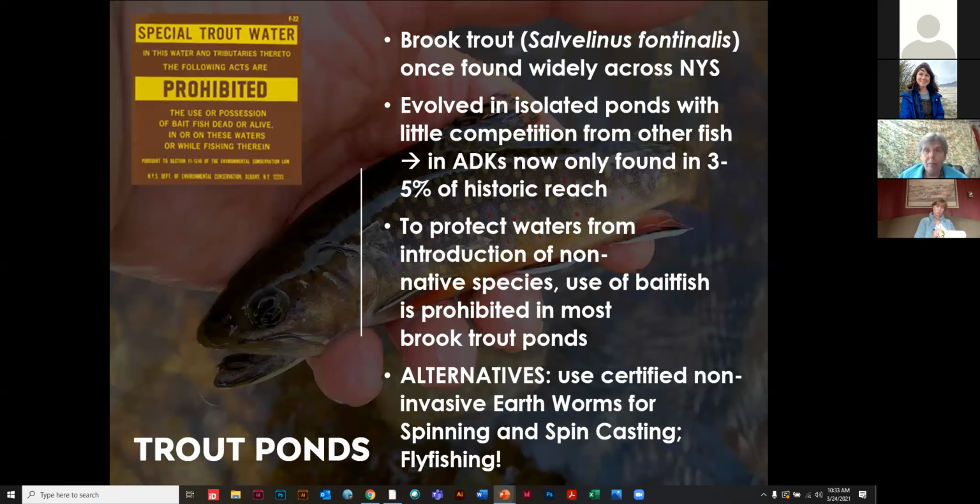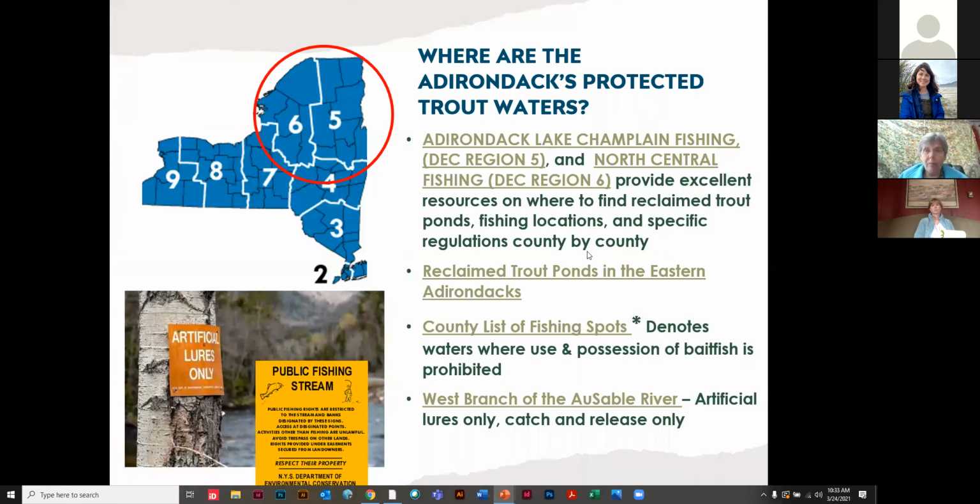So I won't be offering any fly fishing advice in this workshop by any means, but I will be talking about bait. So to reiterate, in brook trout ponds, and I'll help you find how to find those ponds, the use of live bait fish is prohibited. But the DEC has really great resources on how to find where those trout ponds are in the Adirondacks, both in Region 5 and in Region 6. And I'm going to send out a lot of these links after the workshop. This might be old hat for a lot of you, but I also wanted to make sure that these resources were reaching our new anglers, because the Adirondacks are very, very unique.